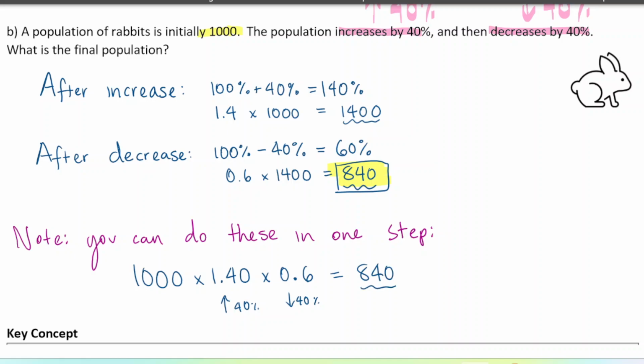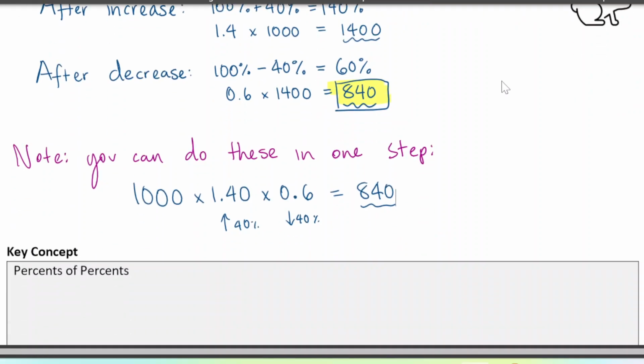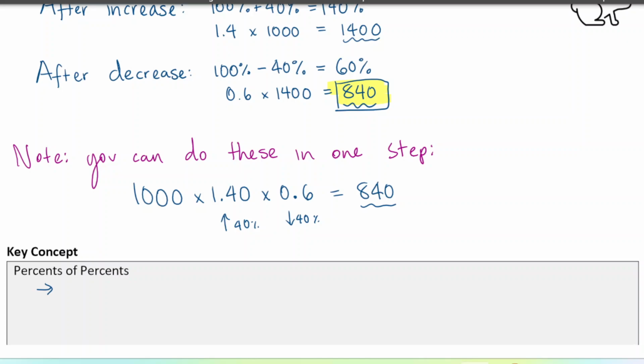So the key concept today is that when you are doing a percent of a percent, you can just multiply the percents and do everything in one step.